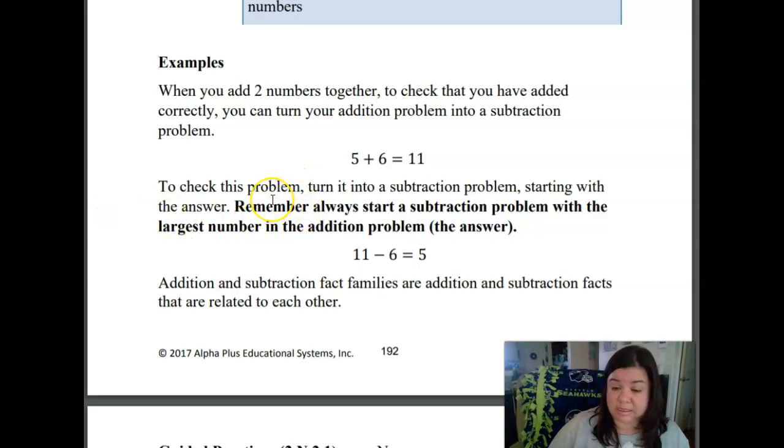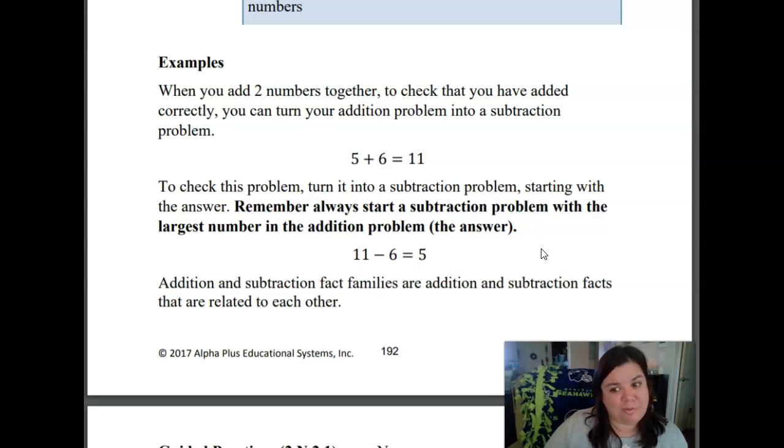So 5 plus 6 equals 11. To check this problem, turn it into a subtraction problem starting with the answer. Remember, always start a subtraction problem with the largest number in the addition problem. So the answer is 11, so we're going to do 11 minus 6. And what does that equal? 5. Yeah. Doesn't matter if you use the 6 or the 5, either one. If we did 11 minus 5, what would the answer be? Yeah, it'd be 6.